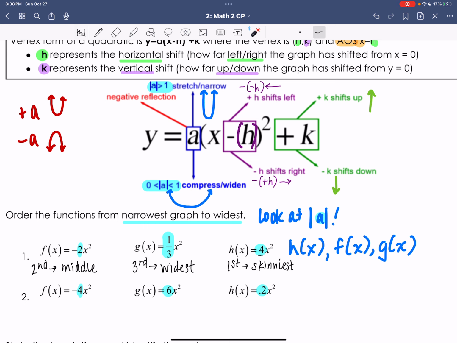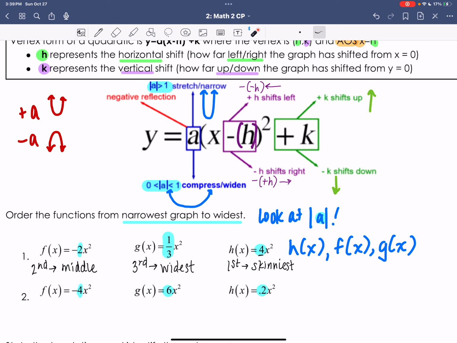So let's go ahead, and we've got y equals a(x minus h) all squared, plus k. So I've got all the parts. So first, let's start with a. If a is positive, it's going to open up. If a is negative, it's going to open down. So that's very important. Another thing that a can tell us is if a is greater than 1, it's going to stretch or narrow, meaning it gets really skinny. So it'll be really skinny, and the bigger the number, the skinnier or more narrow it's going to get.